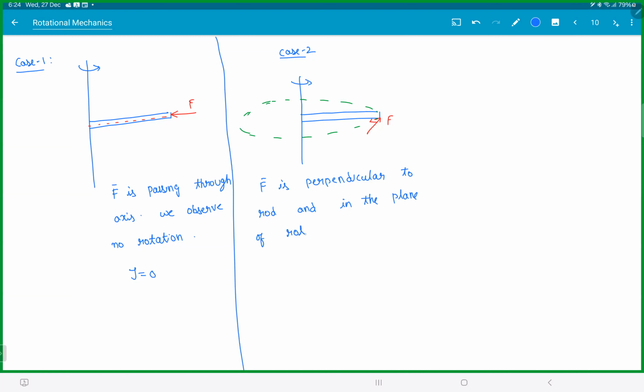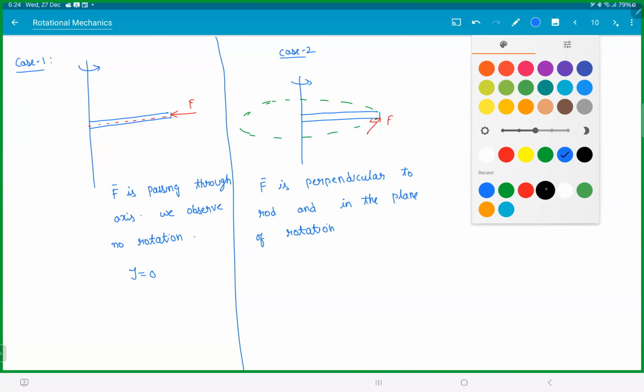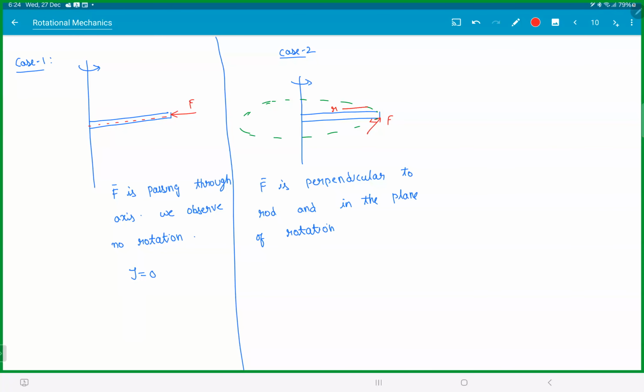Experimentally, people calculated this. They found that if you take this distance to be R, the torque is R into F. Isn't it more easy to push the door? For example, if you have a door like this, isn't it more easy to push the door here than here? The farther you are from the axis, the more easy it is.